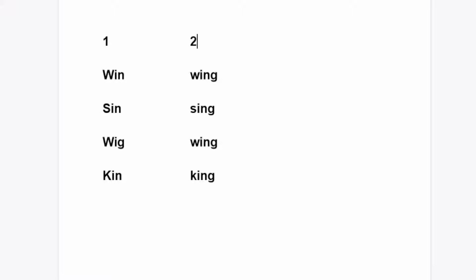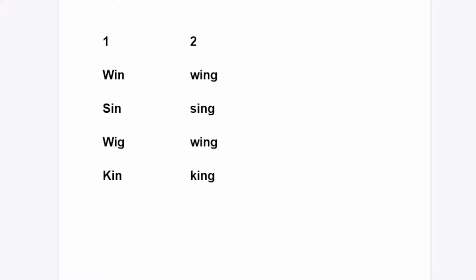All right. Sin. Sin. Is it 1 or is it 2? The answer is 1. All right, next one. Wing. Wing. 1 or 2? The answer is 2. Next one.